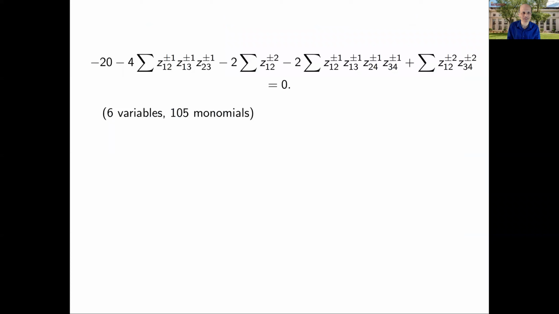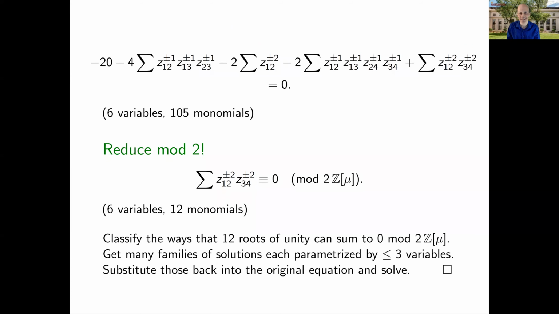So if you reduce the equation mod 2, by which I mean modulo the ideal generated by 2 in the cyclotomic ring, I'm now working in a ring that's not a field, because 2 is not a prime ideal in this ring. But anyway, when you reduce mod 2, you get a sum of 12 roots of unity being 0, except now it's not 0 in the complex numbers, but 0 in this quotient ring.